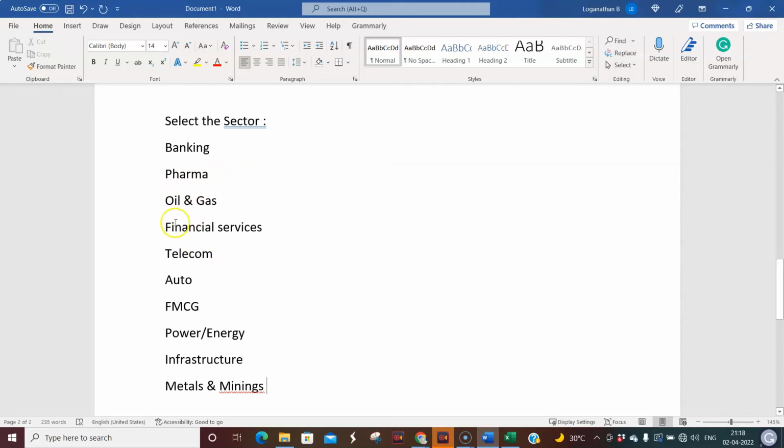You can't specialize in all the sectors. Normally you have to specialize in one or two sectors. That will make it very easy for us to do a very in-depth analysis of a particular company while doing evaluation, or we can get into more granularity and more detail.